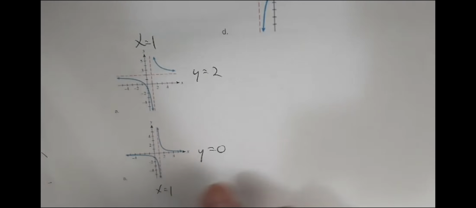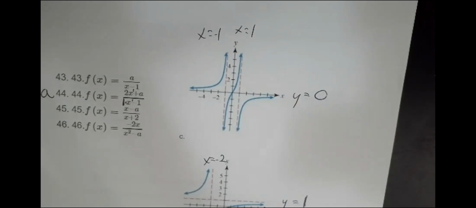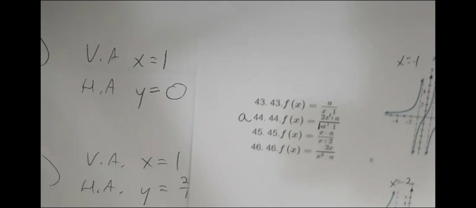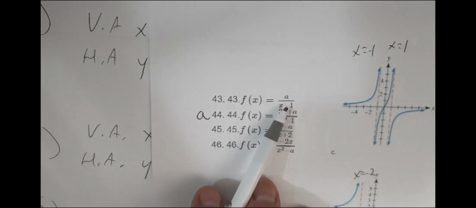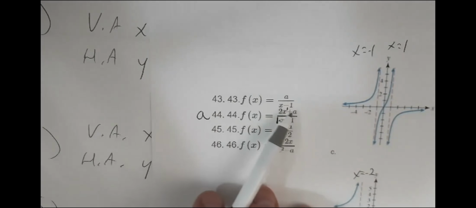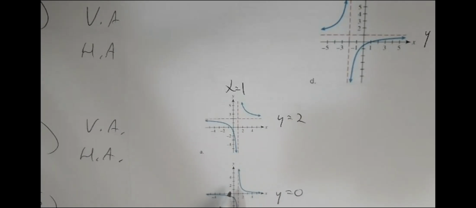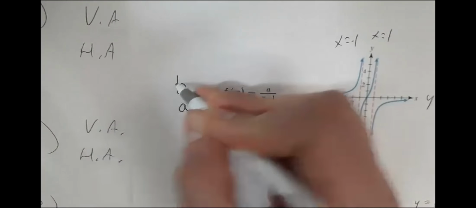B has x equals 1, y equals 0. This one has x equals minus 1, x equals 1, and y equals 0. So we know 43 has an asymptote at what? X equals 1 and y equals 0. Does it have a vertical asymptote at minus 1? No, it's only got one vertical asymptote at x equals 1. It's got a horizontal asymptote at y equals 0. So I think that deduces this down to B.